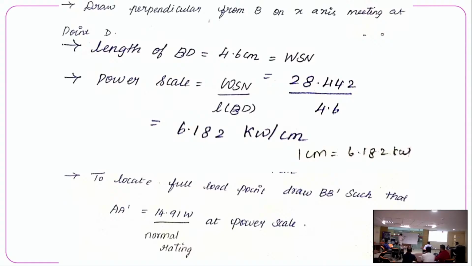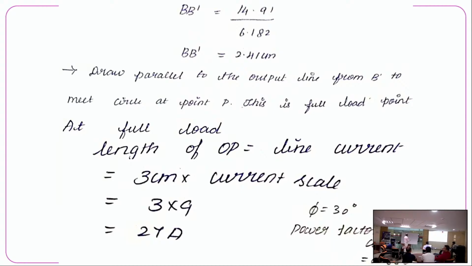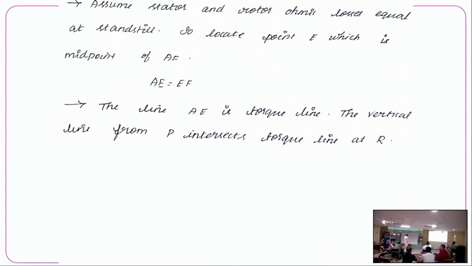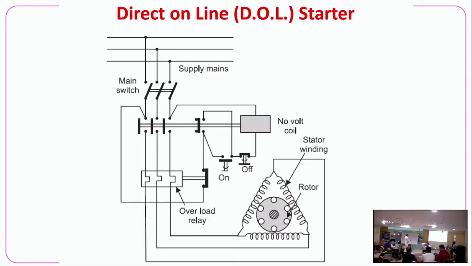From P, if we draw a tangent to the circle, it will be B dash. That can also be done. So this is how the circle diagram is drawn, and from the circle diagram we do different calculations.